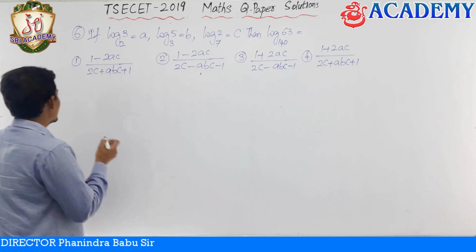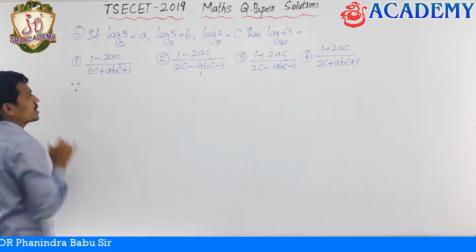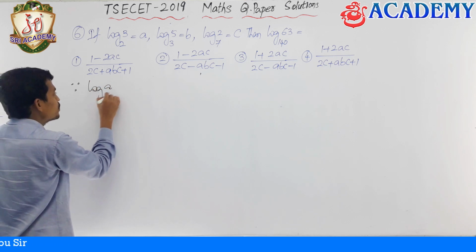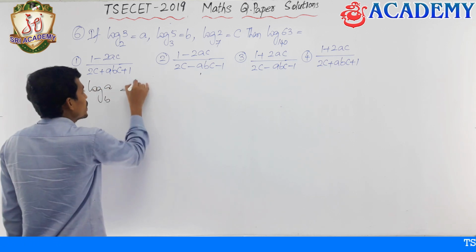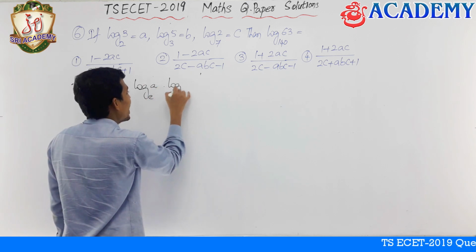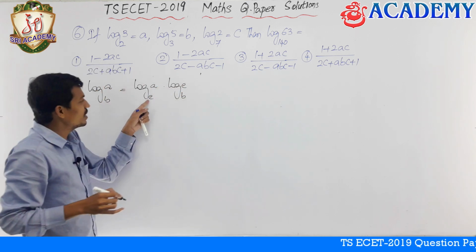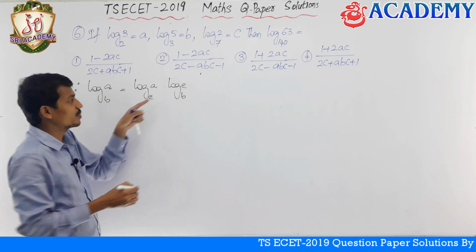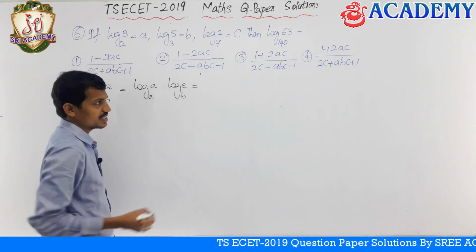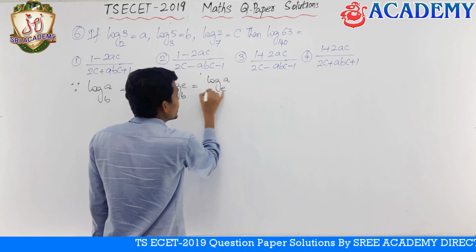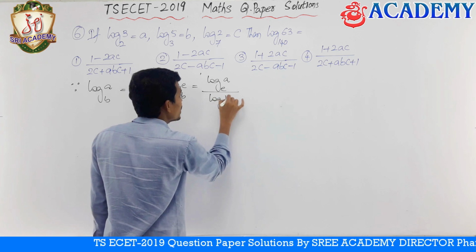Right now, before that, I am going to give a formula here, that is log a base b equals log a base e into log e base b. Indirectly we are changing the base into e, from b to e, you are going to get. And also we can write this one as log a base e divided by log b base e.